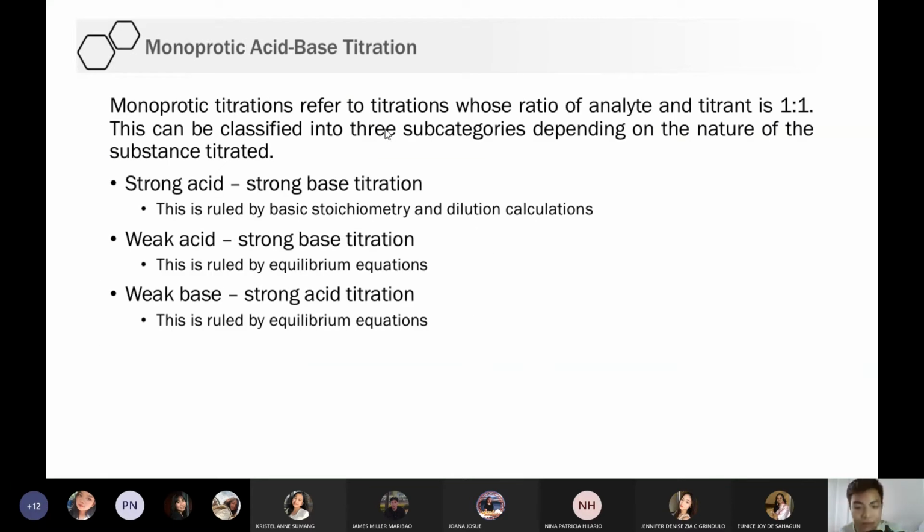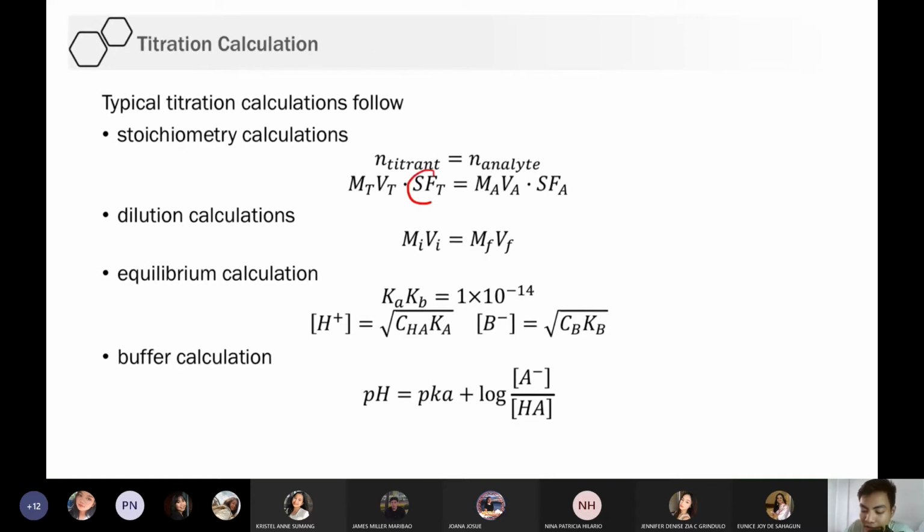So, let's proceed. Let's start with the monoprotic acid-base titration. When we say monoprotic, ibig sabihin nun, isang acid lang or isang base. That means the ratio of analyte and titrant is 1 to 1. So yung stoichiometric factors nila ay 1 lang. This can be reduced to MT VT equals MA VA.